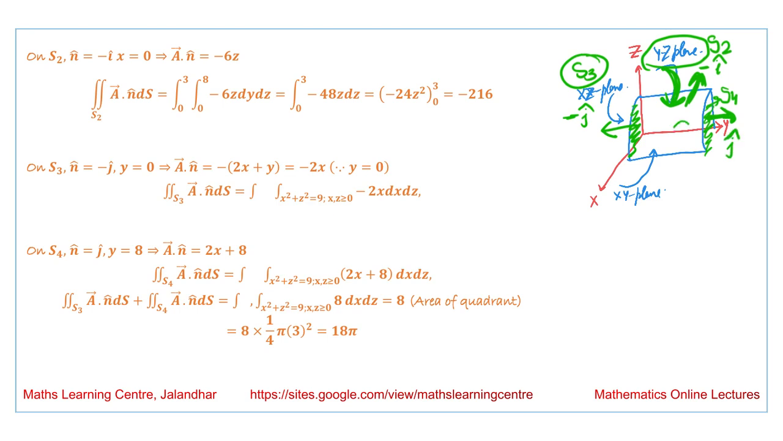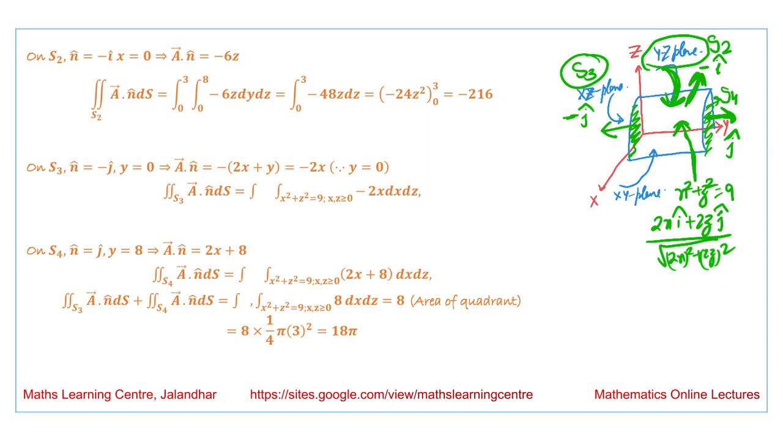And last we have the surface of this cylinder, whose equation is x square plus z square equal to 9, and the normal to this surface is given by (2x i cap plus 2z k cap) divided by square root of (2x square plus 2z square). So these are the normals that we have.